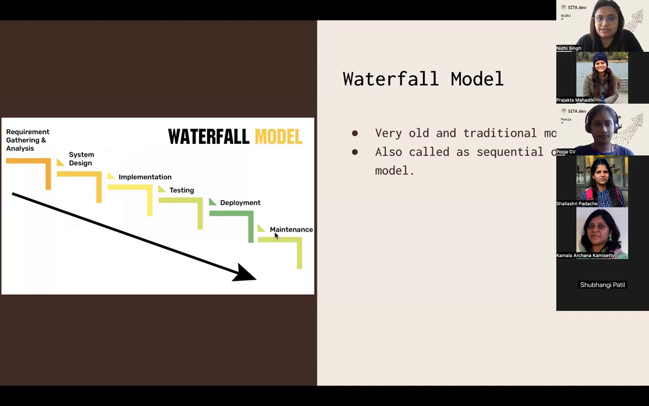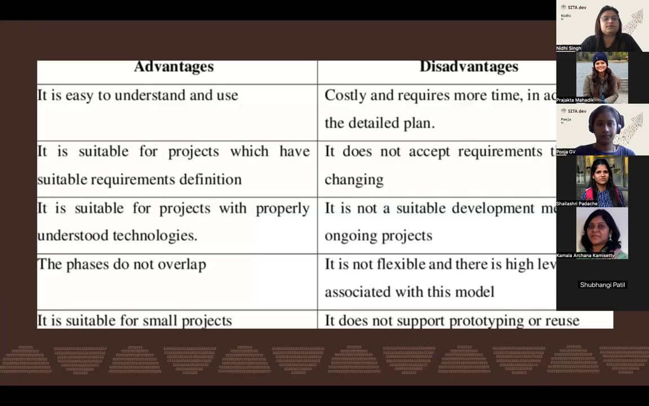We cannot do maintenance unless and until deployment is done. This is the waterfall model. It is a very old model, and because it is linear, it is also called a sequential model. So what are the advantages and disadvantages of the waterfall model? We'll see. It is easy to understand and use because all the phases are very clear, and one phase is dependent on the previous phase. So it's a very easy, simple, and linear model.